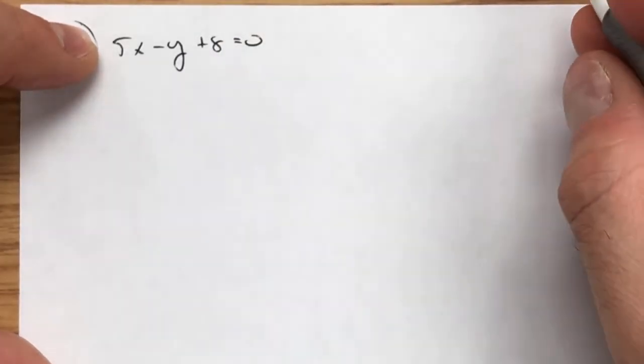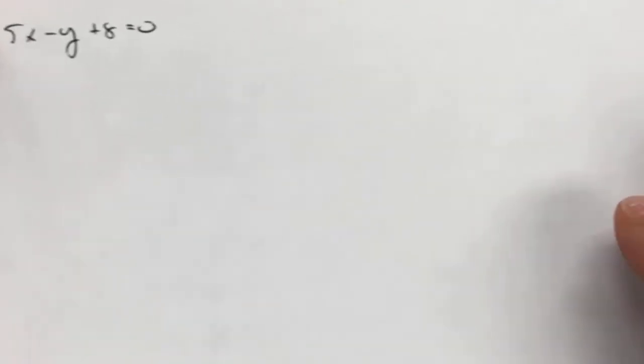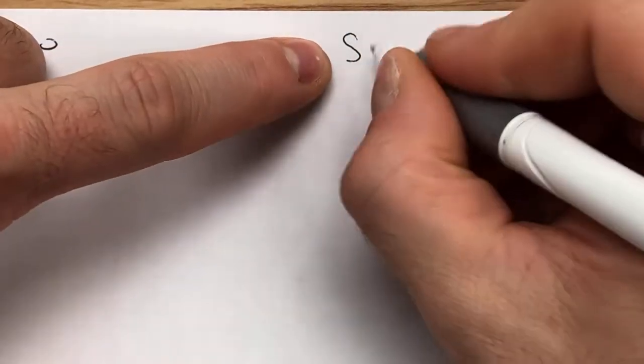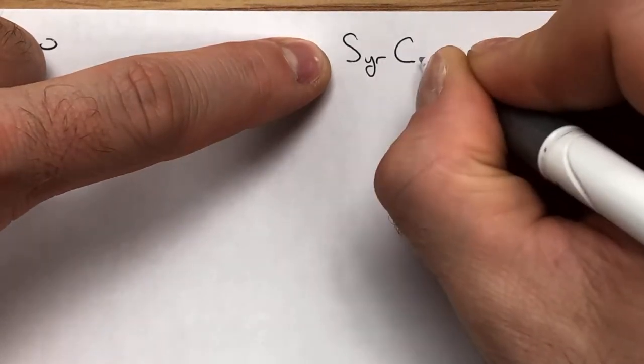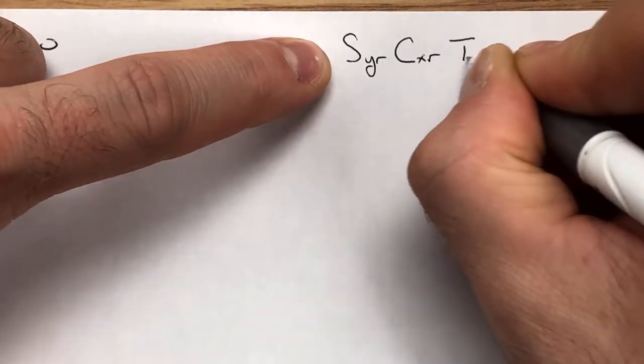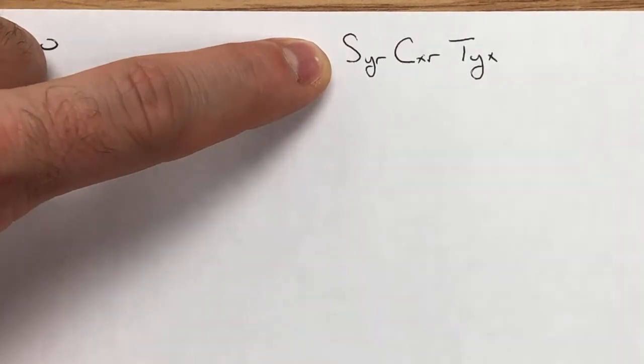So I'm going to come right over here. For the unit circle, sine is y over r, cosine is x over r, and tangent is y over x.